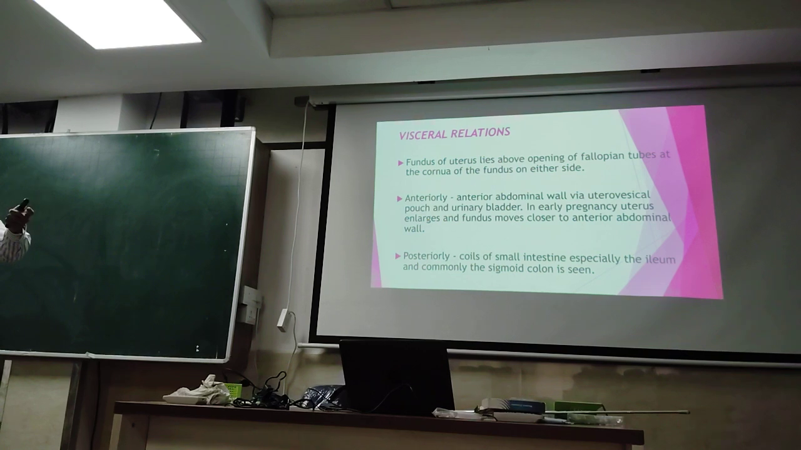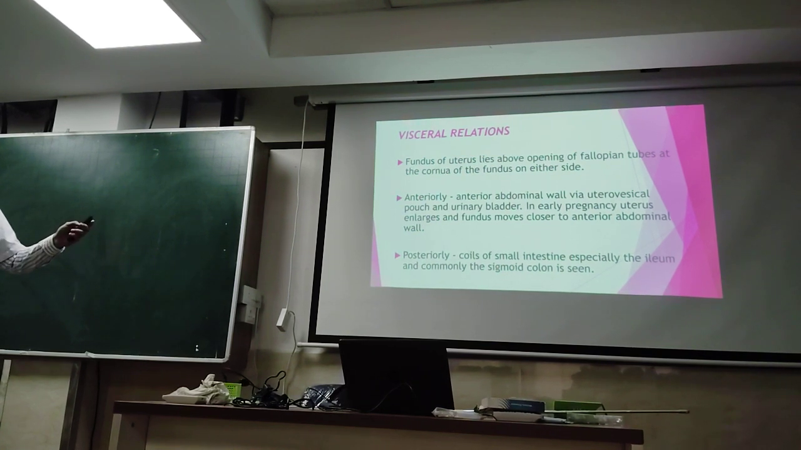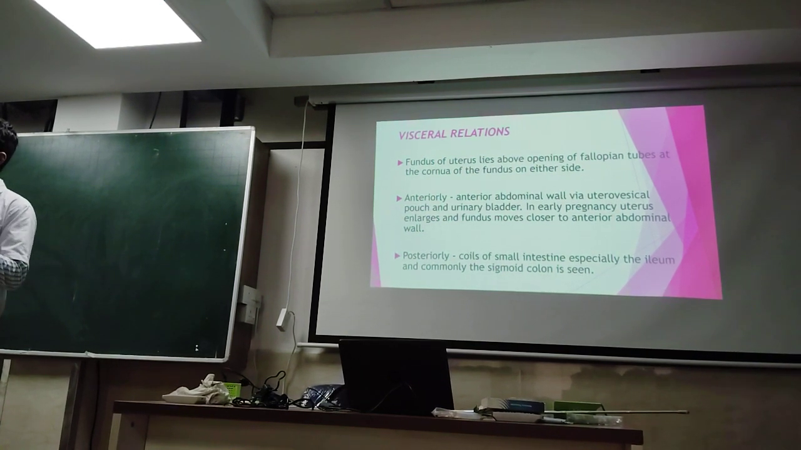As my friend Omkar already talked about the different parts of the uterus, the fundus, body, isthmus and cervix. The fundus of the uterus lies above the opening of the fallopian tubes on either side, where the fallopian tubes enter at the corner of the fundus.